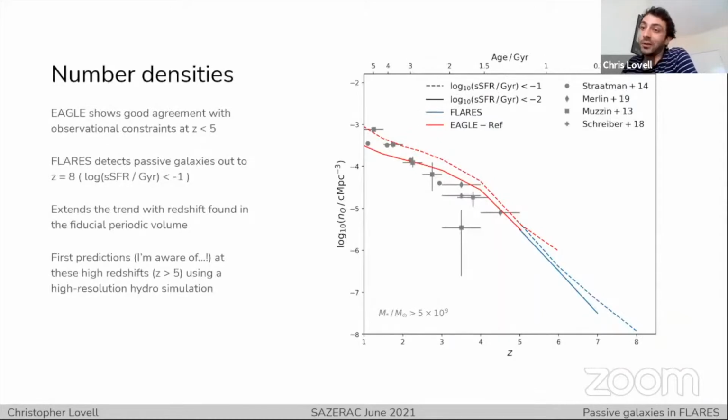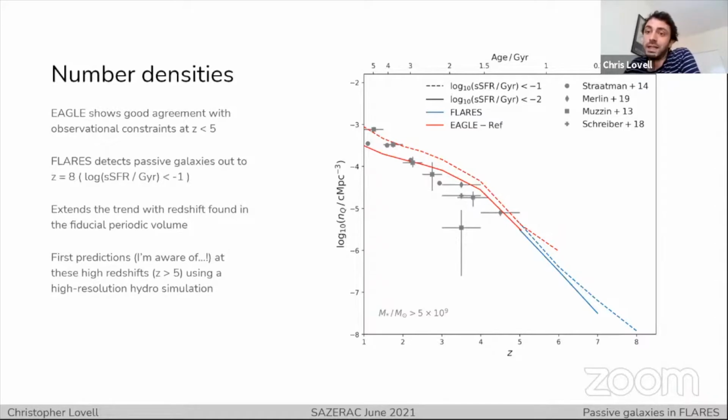So for the rest of the talk, I'm going to concentrate on the specific star formation rate, just because it's a little bit easier, but we'll present those results in future work. So this is one of the main results here, the evolution in number densities of these passive galaxies. This is similar to the plot I showed before, comparing the different models. The observational constraints here are shown in gray. The Eagle predictions from the periodic volumes up to redshift 5, slightly up to redshift 6, are shown in red. And then the flares predictions, which go out to redshifts of 7 or 8, are shown in blue.